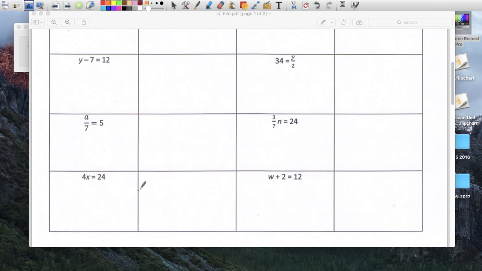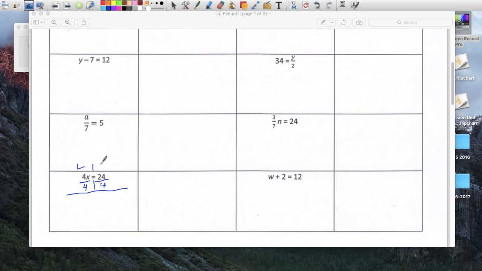Okay, I'll do this one. 4 times the number equals 24. Not that bad. We all know it's 6, but let's prove it here. Because it's a multiplication equation, I'm going to use the inverse operation of multiplication, which gives us division. So I'm going to divide this side by 4.